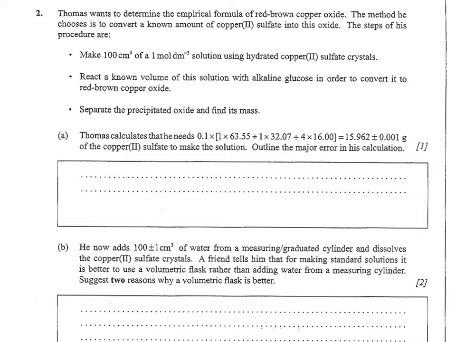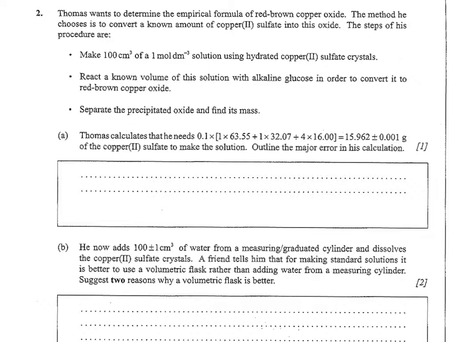Then question number 2 talks about an experiment. Thomas wants to determine the empirical formula of a red-brown copper oxide, so we know it has copper and oxygen. He's going to convert a known amount of copper to sulfate. He makes 100 centimeters of 1 molar solution of copper sulfate. He reacts a known volume of the solution with alkaline glucose to convert it to red-brown copper oxide. Then he separates the precipitated oxide and finds its mass. So it says Thomas calculates that he needs 0.1 times the molar mass of copper sulfate to make the solution. Outline the major error in his calculation.